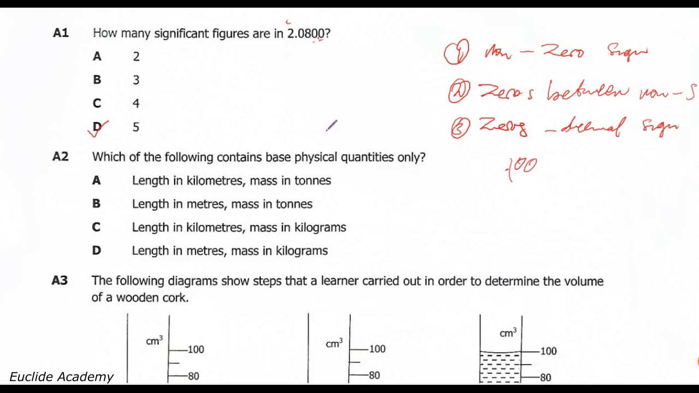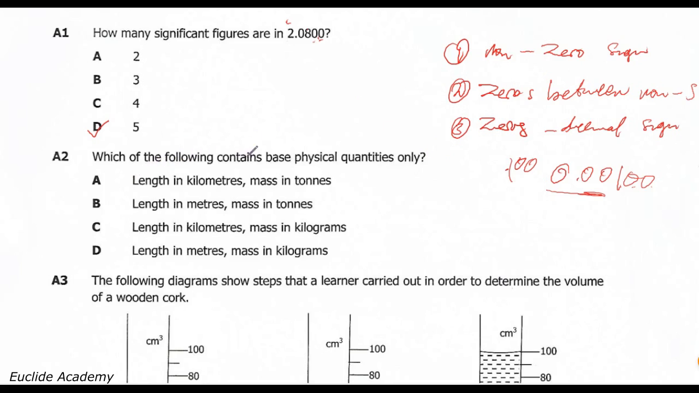In other words, we can say zeros to the left of the first non-zero digit are not significant. So for example, if we have 0.001, then these zeros are to the left of the first non-zero digit, hence they are not significant. If they are to the right, then these will be significant. Alright, so that is the situation that we have here. Alright, so let's jump to question 2.